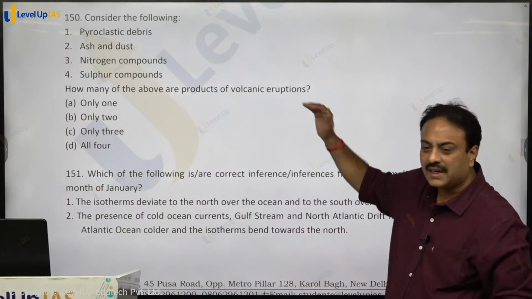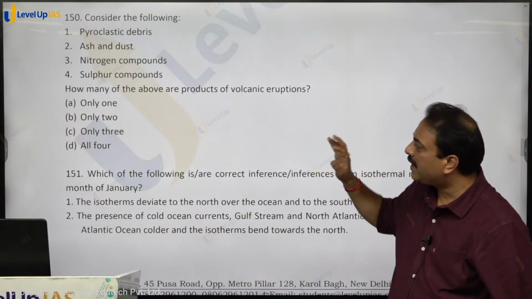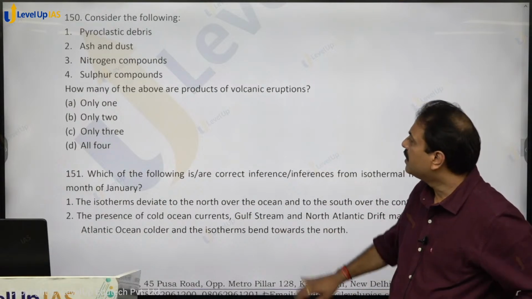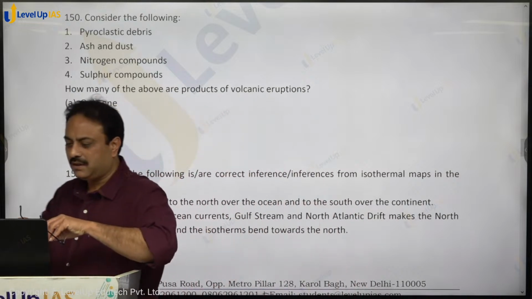So pyroclastic material is that ash and dust, it comes out along with the volcano. Nitrogen compounds also come out, sulfur compounds also come out. So all are there, all four. Option D, D for dog, shall be the right answer.